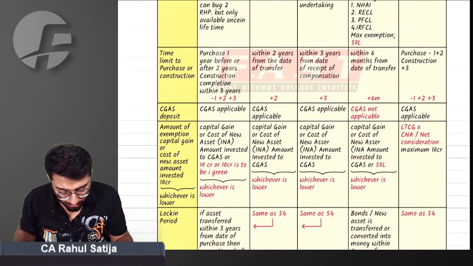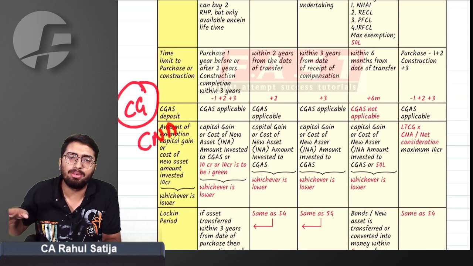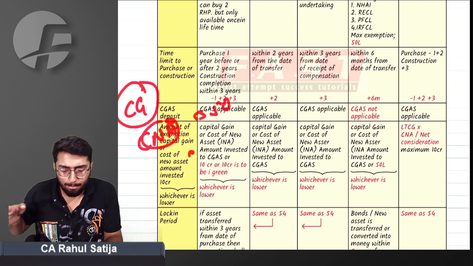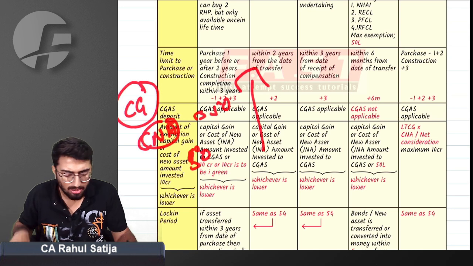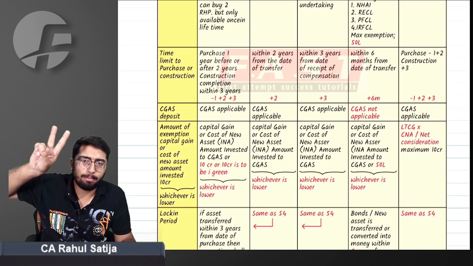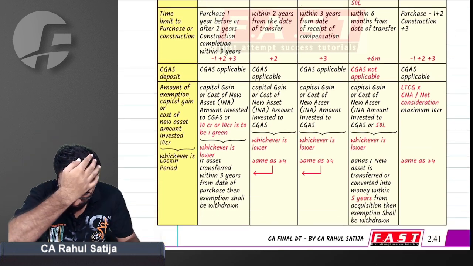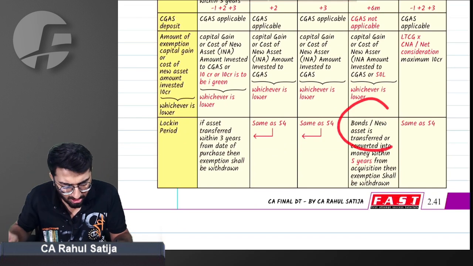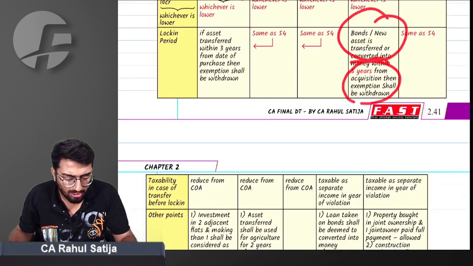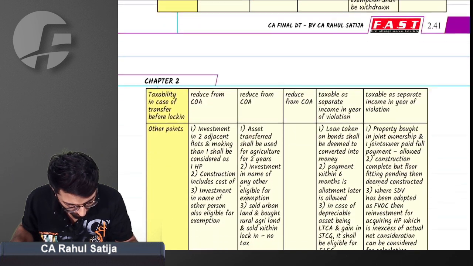Sir, how much exemption is allowed? Simply, capital gain. Cost of new asset can be simply the amount invested in bonds, maximum 50 lakh rupees. Cost of new asset, no CGAS. Ultimately, cost of new asset, capital gain, or 50 lakh rupees, whichever is lower, will be allowed as deduction. So if the bond is transferred within 5 years from the date of acquisition or converted into money, then it shall be taxable in the year of violation.